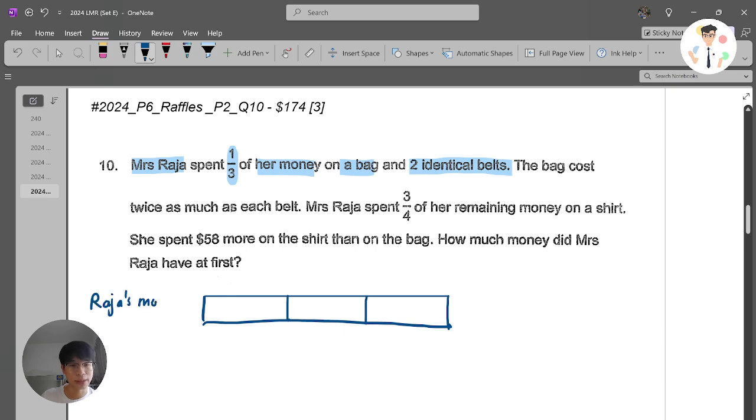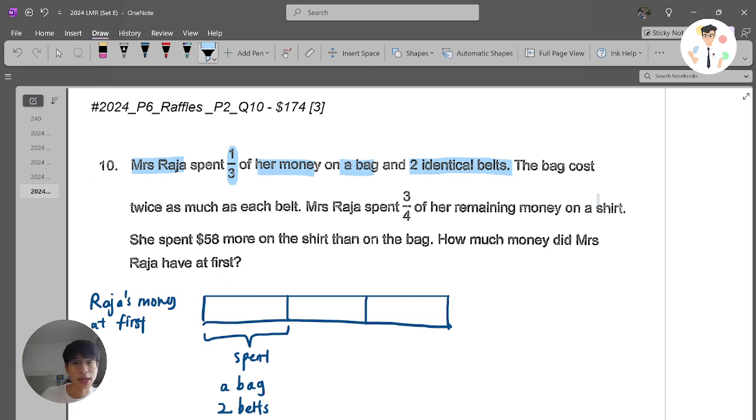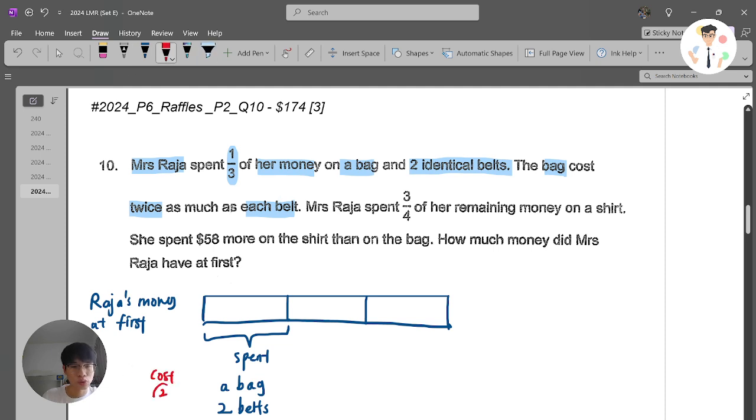Mrs. Raja's money at first. And I spend 1/3 on the bag and 2 bells. Correct? Now the question continues to say that the bag costs twice. Let me just highlight: the bag costs twice as much as each bell. Means that when it comes to the cost, this will be 2 times of here.